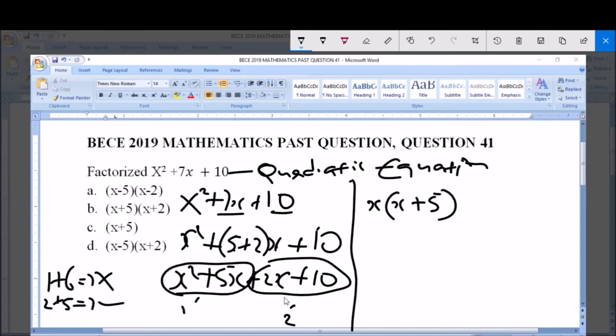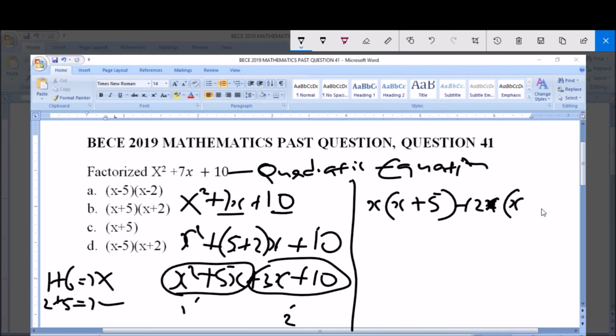Now let's come to the second part that says 2x plus 10. Here also we'll look for what can go into 2x and can also go into 10. If you look at it, 2 will go into 2x and also into 10. Sorry, it's 2 we are using, not 2x. So now we have plus 2 into bracket. Now 2 into 2x, you have x, and 2 into 10 you have 5. So therefore 2 times x will give us 2x, and 2 times 5 will give us 10.